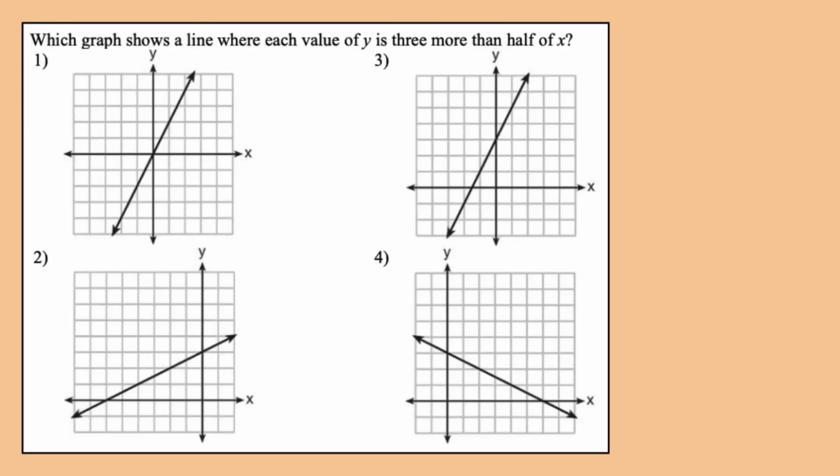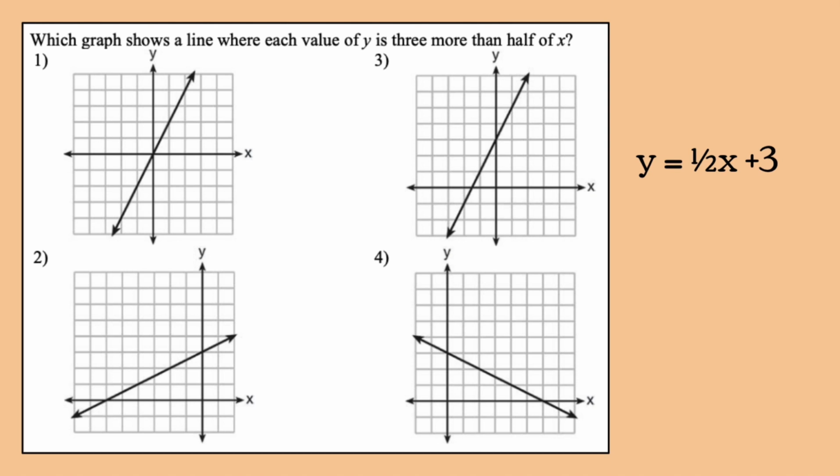So, for the first question, it says, which graph shows a line where each value of y is 3 more than half of x? So, we went over this in our last lesson, how to turn English into math. So, they're saying the value of y is 3 more than half of x. Half of x would be 1/2 x, and then 3 more than that is plus 3. So we're looking for a graph that shows y equals 1/2 x plus 3.